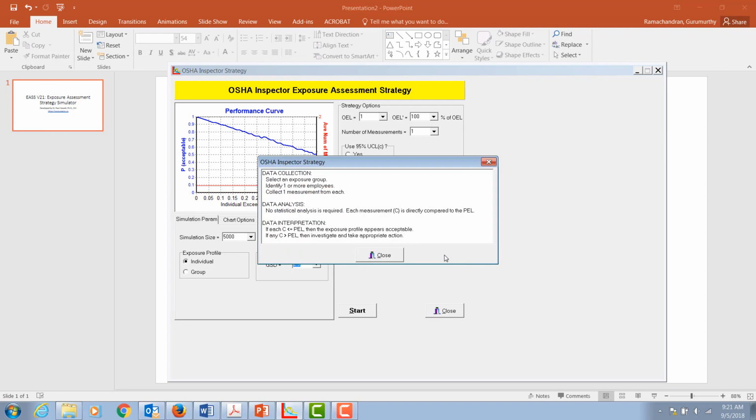So let's just quickly go over the OSHA inspector strategy. The OSHA inspector selects an exposure group, identifies 1 or more employees, but it's typically 1 or at best 2, and collects 1 measurement from each. And there's no statistical analysis required. Each measurement is directly compared to the PEL, permissible exposure limit. And the data interpretation is as follows. If each concentration is less than the PEL, then the exposure profile appears acceptable. If any concentration is greater than the PEL, then you need to investigate and take appropriate action.